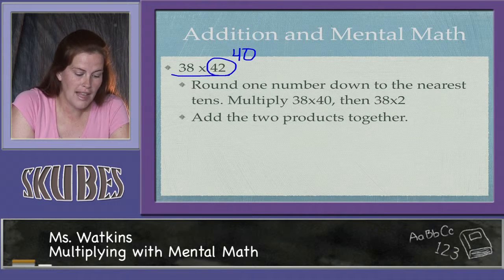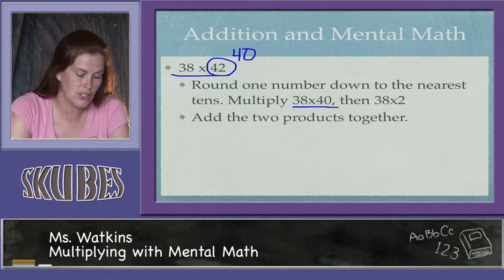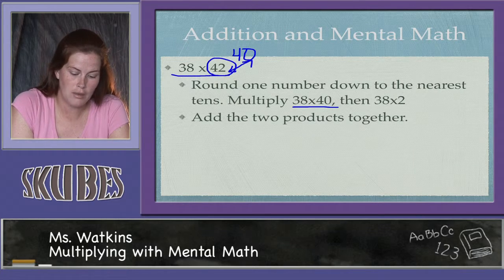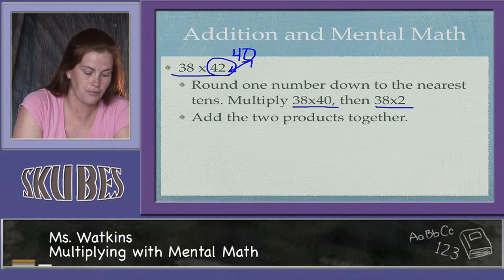So now I'll multiply 38 times 40, and then I'll multiply the difference between what I rounded it to and what the actual number was. So the difference here would be 2. So now I'll multiply 38 times 2, and then I'll add those two products together.